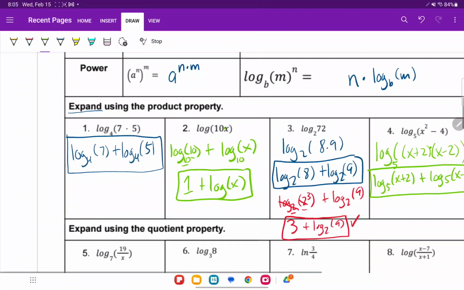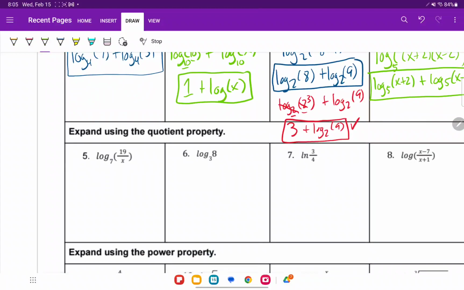The next one, it says to expand using the quotient property. So when we're doing this property here, so log base 7 of 19 over x, so we're going to subtract them. Again, when we're expanding, we have multiple logs for this one. So we're going to start with log base 7. And the number on top goes first, which is 19. And then we subtract anything that's on the bottom. So in this case, there's an x, so it's going to be minus log base 7 of x. So the top stays positive if it is, and the bottom, you subtract it. Now, if there's multiple things on the bottom, then you would subtract them all.